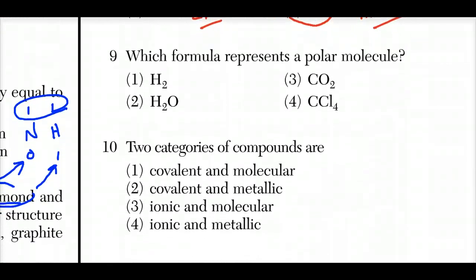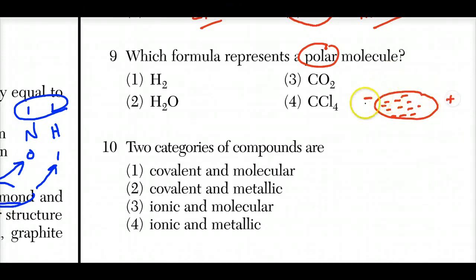Which formula represents a polar molecule? Okay, to be a polar molecule, that means that your molecule has a definite shape to it, has more electrons on one side of that shape or that molecule than another. So we say that this side would be negative and this side would be positive. Now it's really partial negative and positives because electrons aren't being transferred.